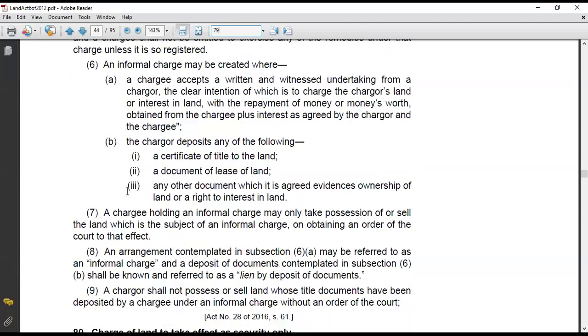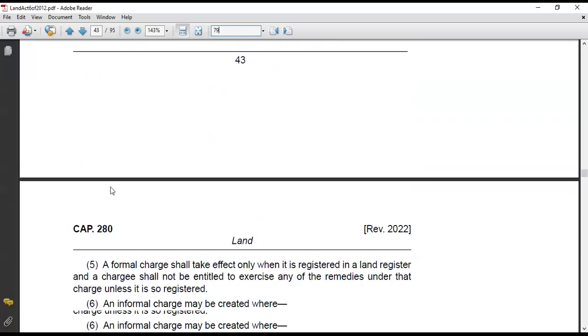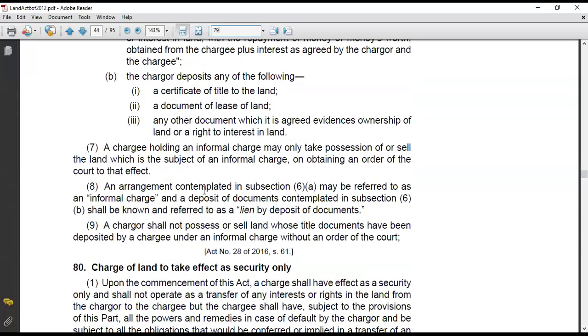And that is now section 75(8). An arrangement contemplated in section 6A may be referred to as an informal charge, and a deposit of documents contemplated in 6B shall be known as a lien by deposit of documents.